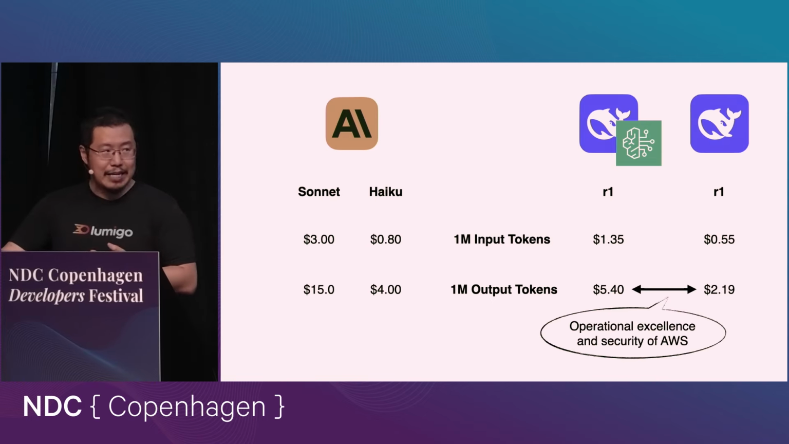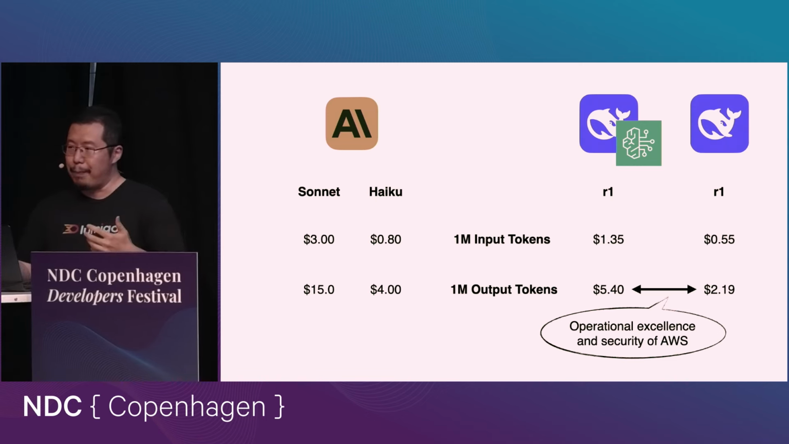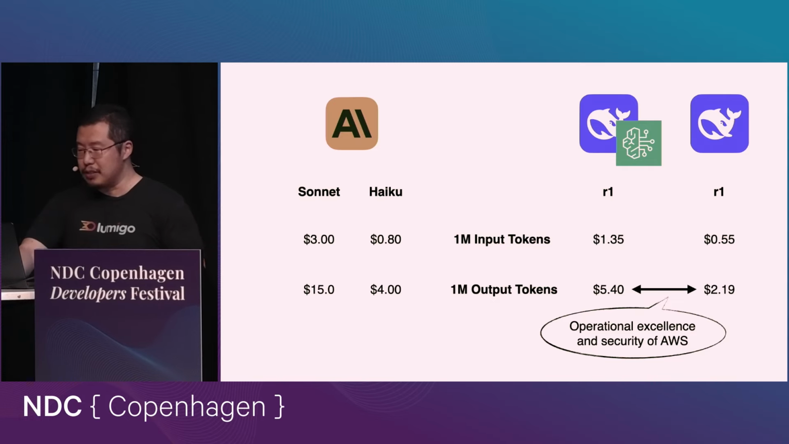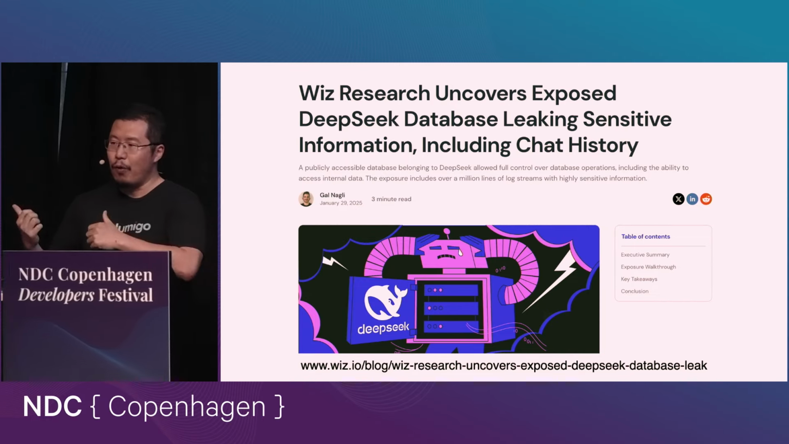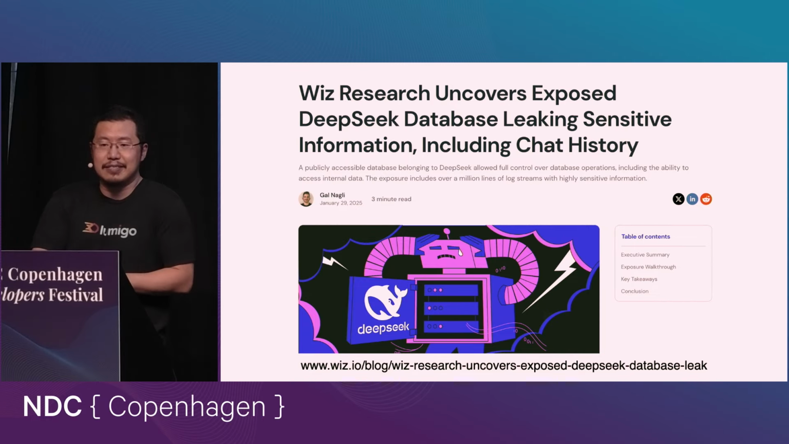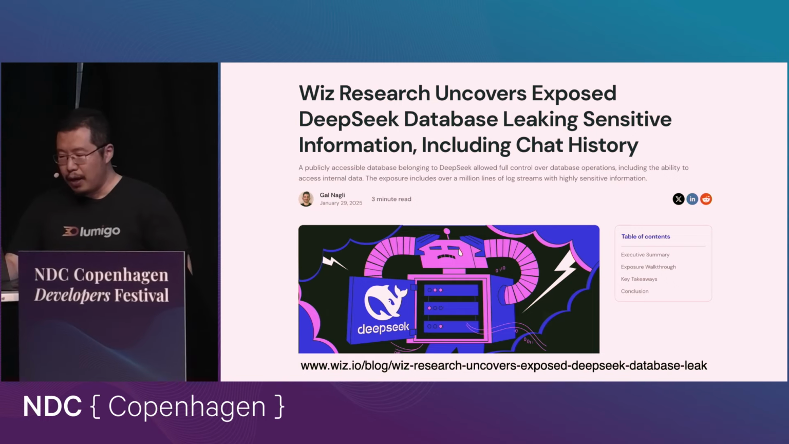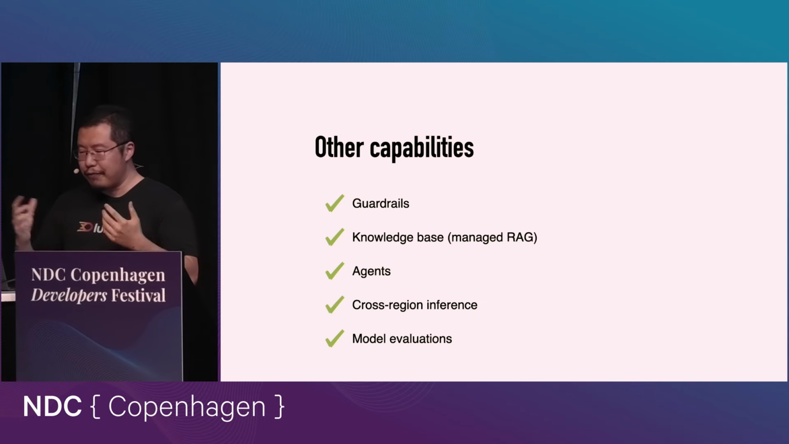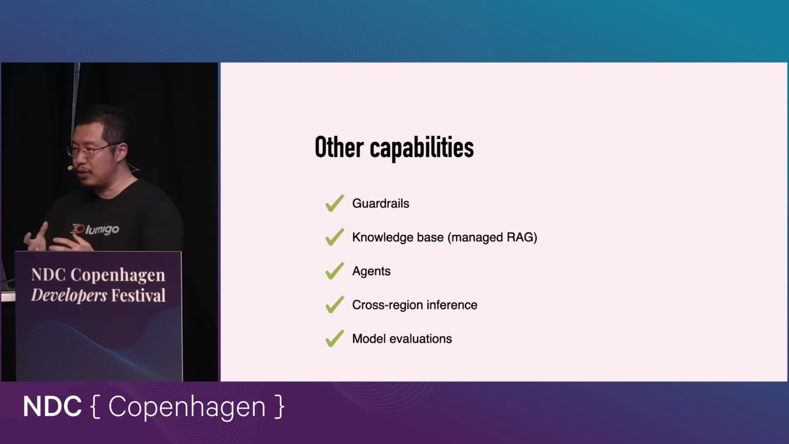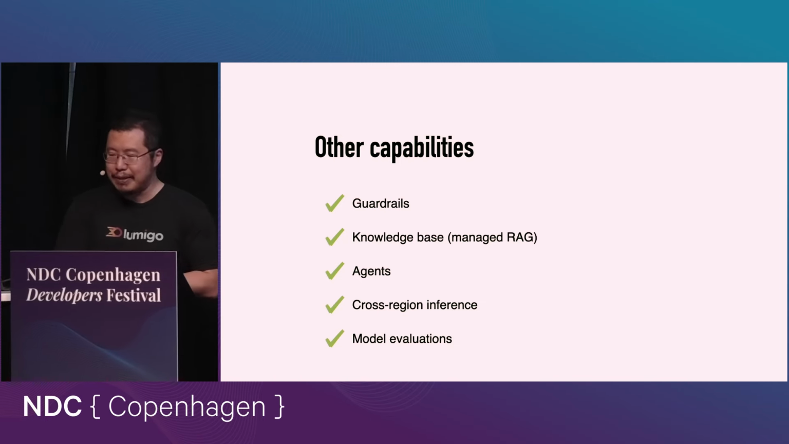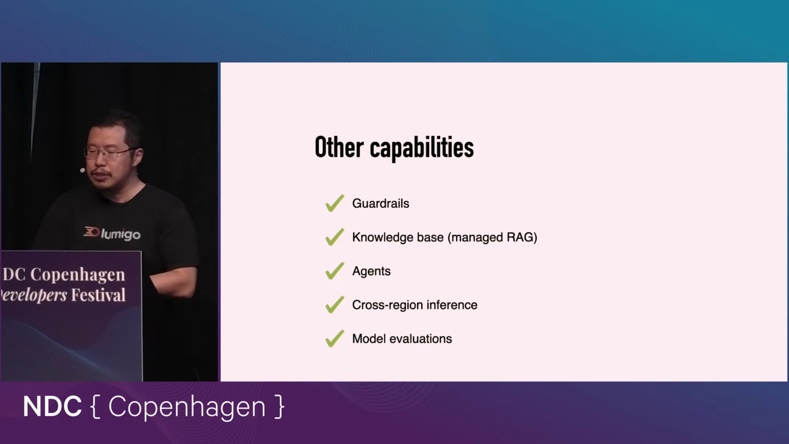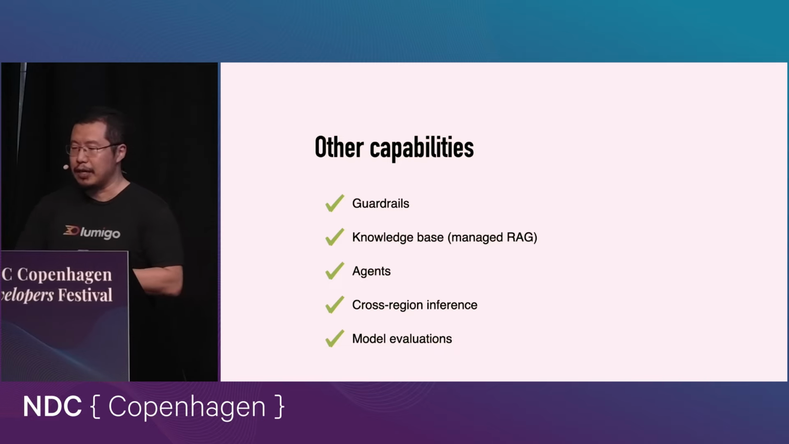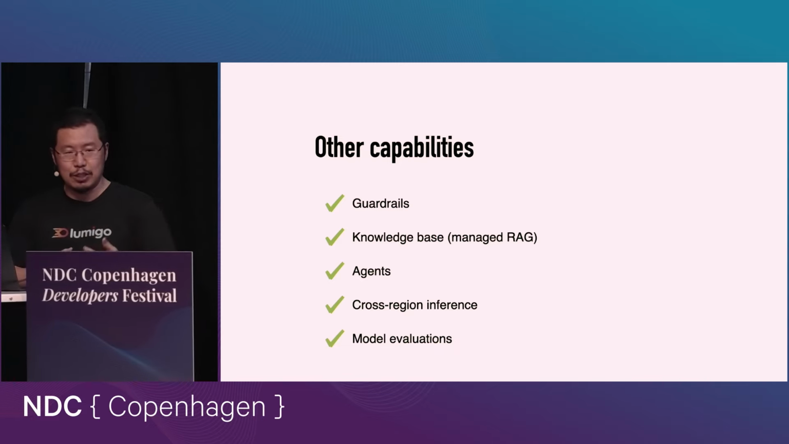And the difference mainly is that with AWS, they provide better security and operational experience, because I can't stress enough, we don't want anything like this to happen to our data for it to be exposed. And Bedrock also has a few other things out of the box, like managed RAG, or retrieval augmented generation. It's got agents, it's got guardrails, as well as model evaluation.